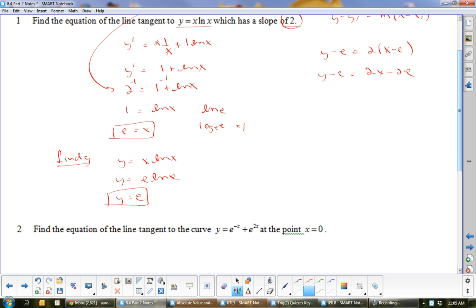Why don't I get everything on the right? So 0 would equal 2x minus y. I'm going to plus e to both sides, so that's minus e.